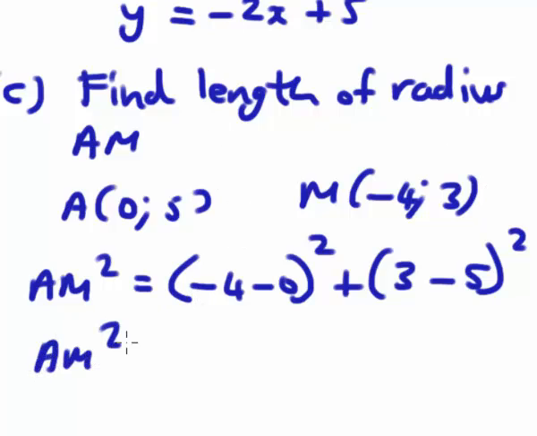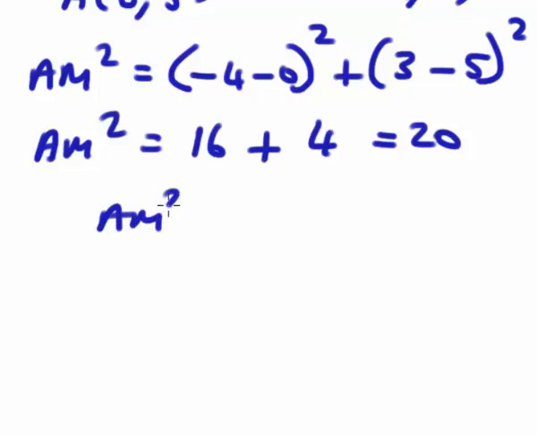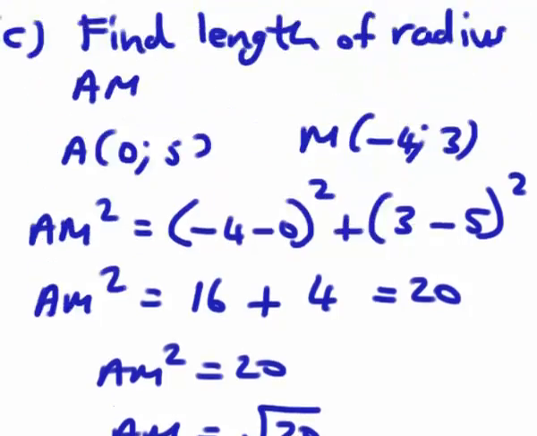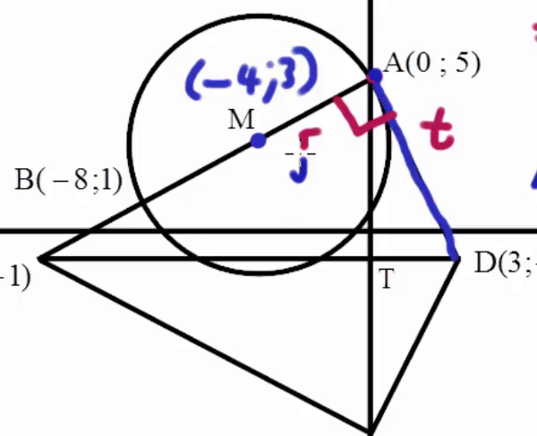So AM squared would be negative 4 minus 0, negative 4 all squared is 16, plus negative 2 squared is 4. So that is 20. If AM squared is 20, then what do we know about the length of the radius? It's the square root of 20. And we can go back to our picture here and say the radius is the square root of 20 units, that little radius there, that length there.